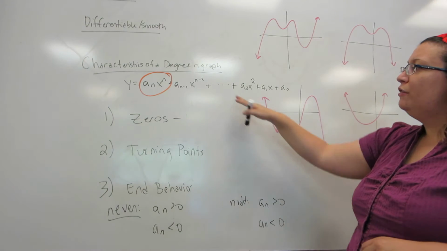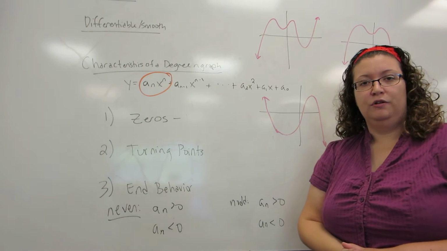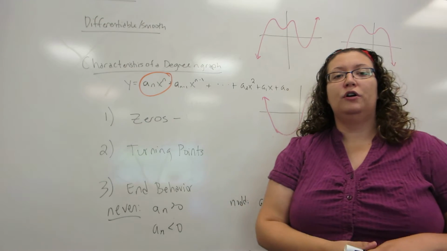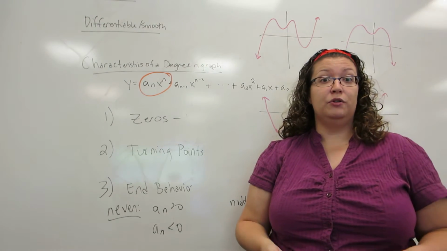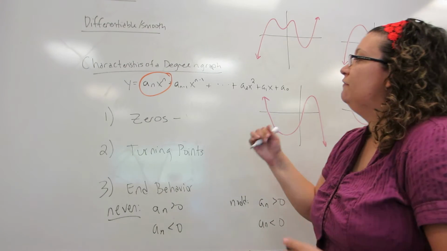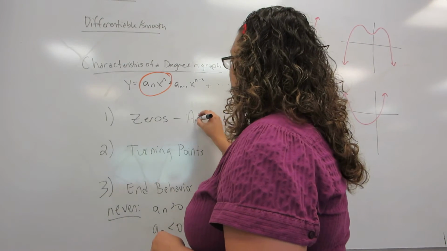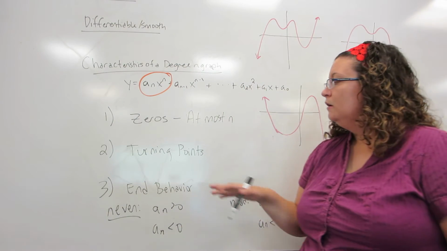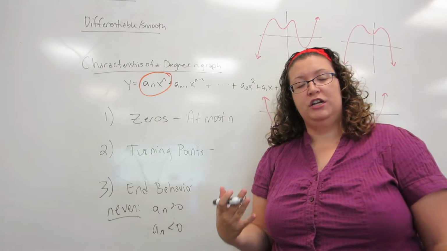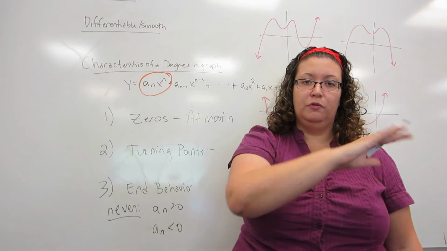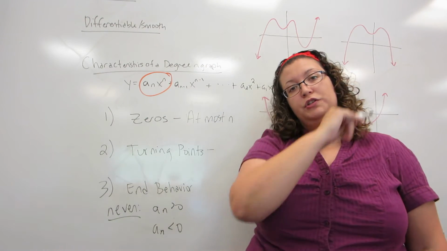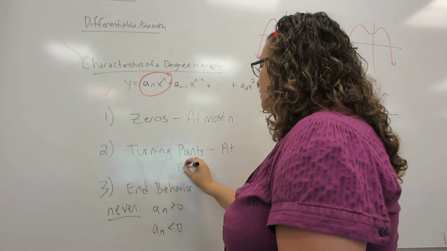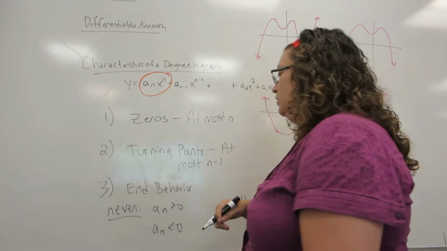Now, things you can learn from looking at the leading coefficient and the degree. First of all is the number of zeros. If you remember, zeros are places where the function equals 0, otherwise known as x-intercepts. If the degree is n, we are going to have at most n zeros. Okay. Turning points. This is where the graph changes direction, so it was going up and it starts going down, or it was going down and it starts going up. And if the degree is n, we're going to have at most n minus 1 turning points.